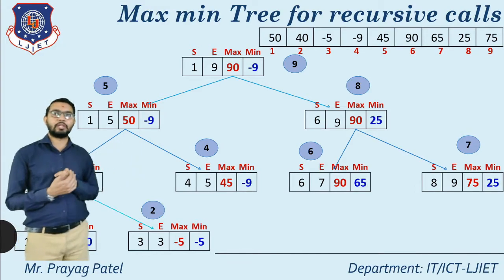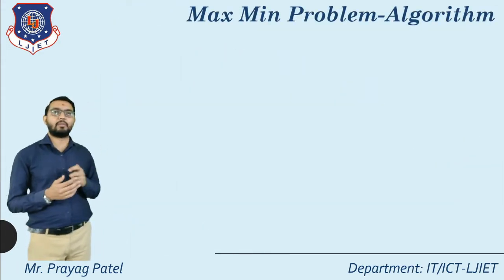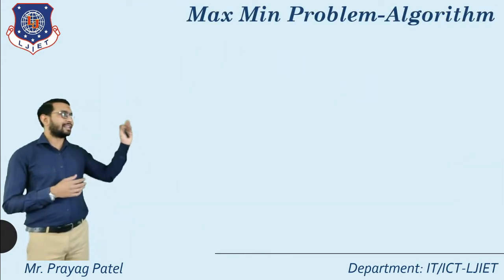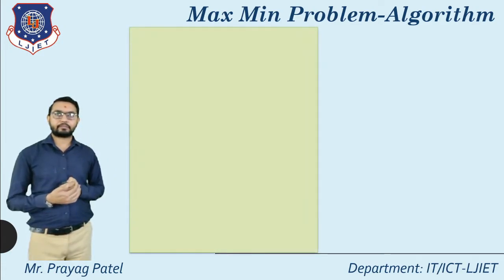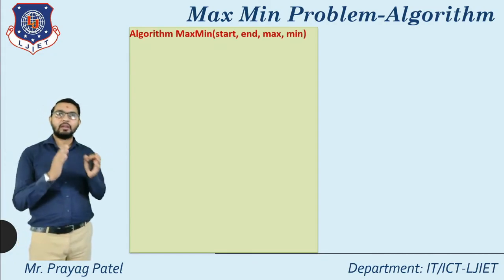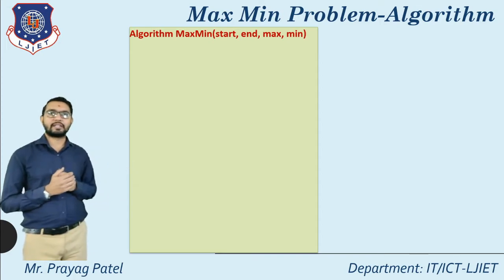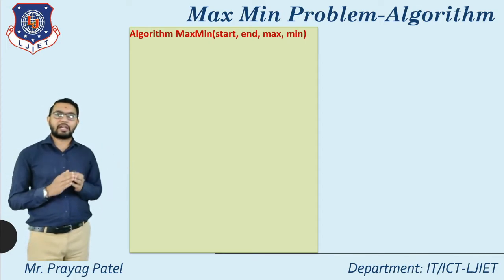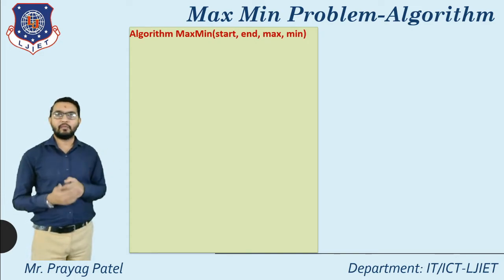For understanding of this problem, remember this recurrence tree for find the maximum minimum problem. Now next step is algorithm of the max min problem. Now first consider the name of the algorithm as max min, start, end, maximum and minimum. These 4 consider as arguments: start means starting point, end means ending point, max means maximum value, and min means minimum value.